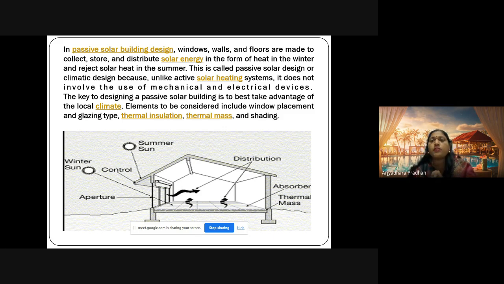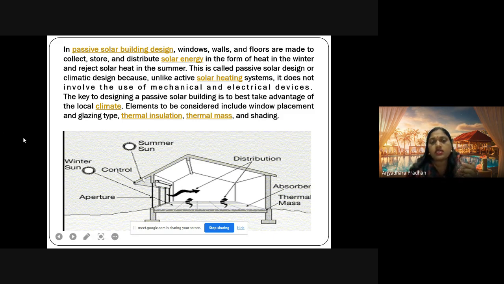So this is called passive solar design or climatic design because it is not using any kind of electrical active systems like your AC or heaters. It doesn't involve any mechanical or electrical devices. Now the key to designing a passive solar building is to take advantage of the local climate. Elements to be considered during the window replacement and glazing type are thermal insulation, thermal mass, and shading.